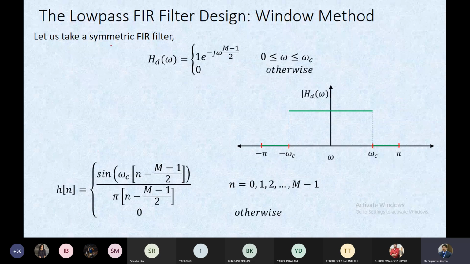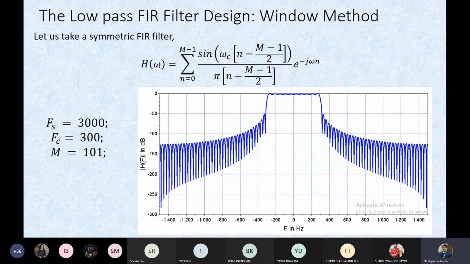And so for a symmetric filter, this would be our HD, and the hn corresponding to that would be this one. So we have multiplied the window here, and then to find the Hw, we just take the Fourier transform of this hn. So we have computed this graph from this information. Fs is 3000 and the cutoff frequency is 300. Now you notice I have taken a factor of 10 between these, and M as 101. So what we observe here is the main lobe from 0 to 300, around this point, where we have minus 3 dB.